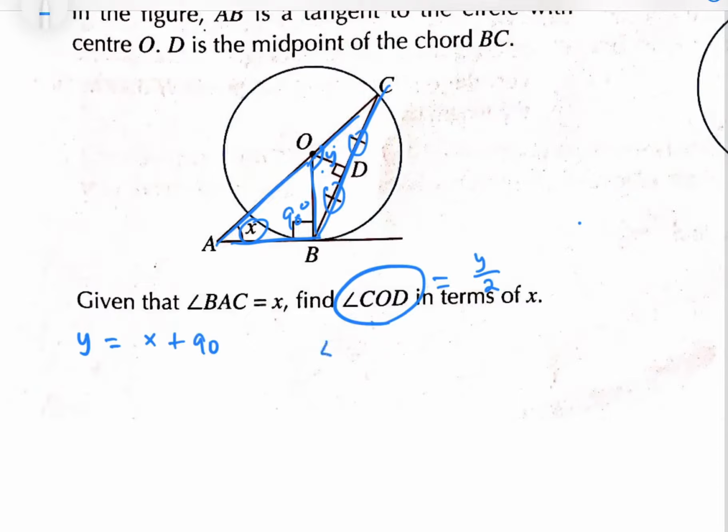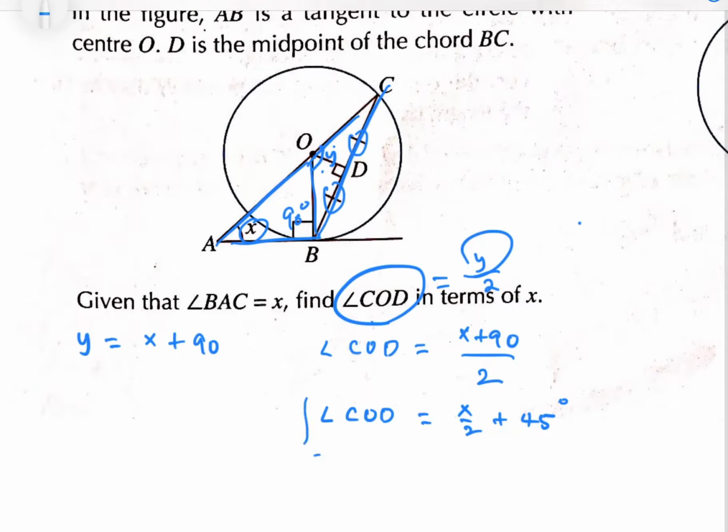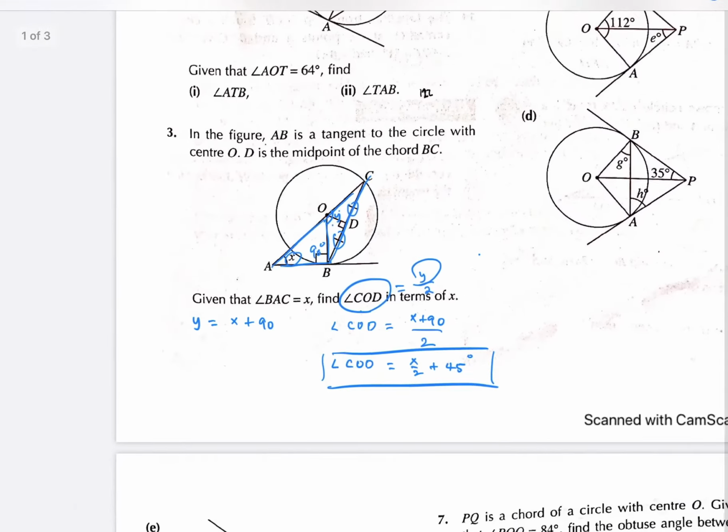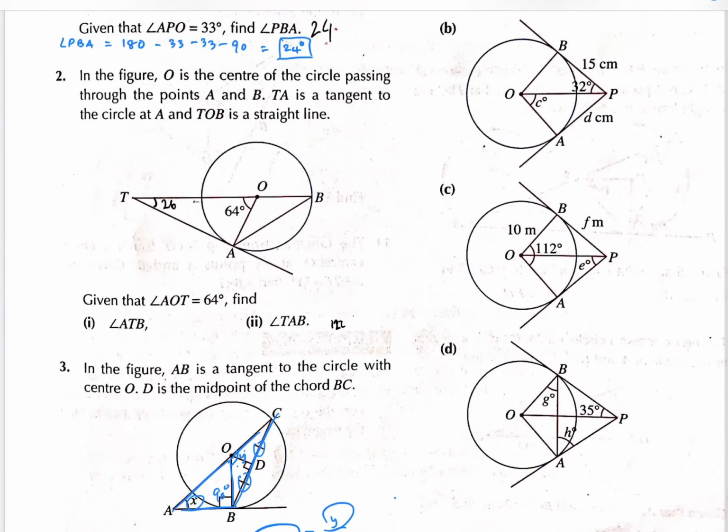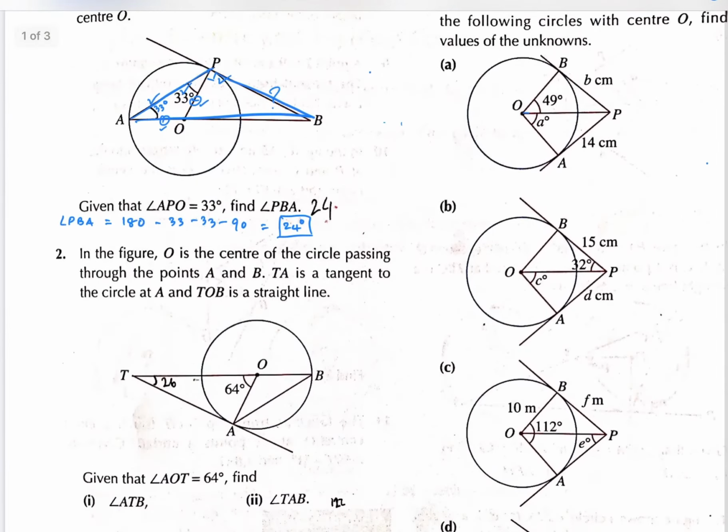So therefore, angle COD is equal to, since y is x plus 90, x plus 90 divided by 2. So our angle COD is x over 2 plus 45 degrees. This is the measure of angle COD in terms of x. What else?